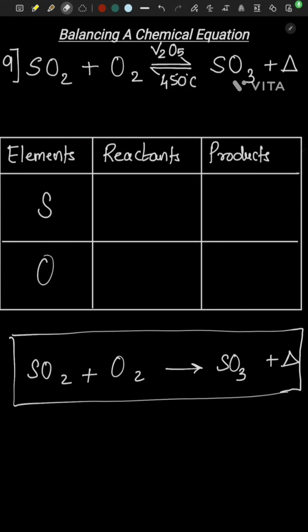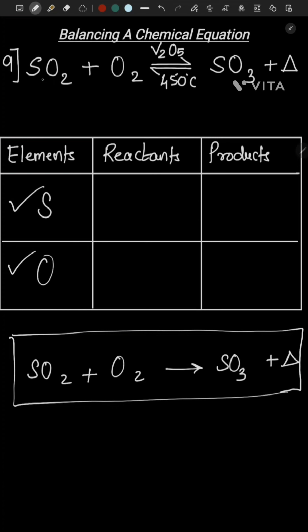Like the previous reaction, we are going to take one more chemical reaction, which is having sulfur dioxide reacting with oxygen in the presence of a catalyst V2O5, which is heated up to 450, resulting into sulfur trioxide, and this plus delta, which indicates that the given reaction is an exothermic reaction. Now let's go to balance it. We'll check the elements involved. One of the elements is sulfur and the other one is oxygen.